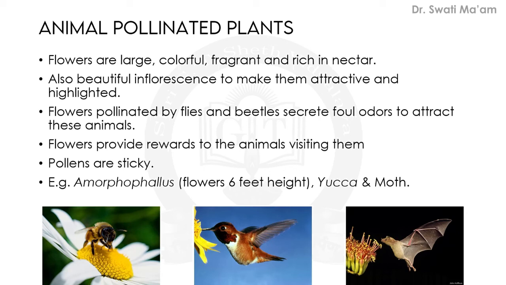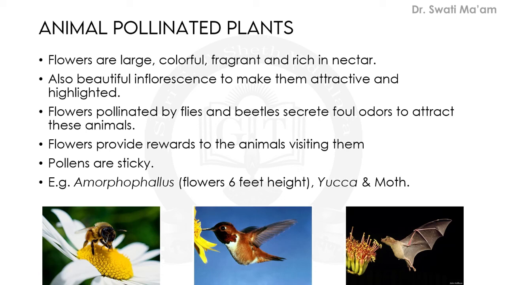The examples which come under animal pollinated plants: the first example is Amorphophallus. This is an underground plant, and here the flowers are up to 6 feet in height. Another example is Yucca and moth. Let us discuss them in a little more detail. So these are some of the floral examples. The tallest flower, Amorphophallus, as we discussed, is about 6 feet in height.